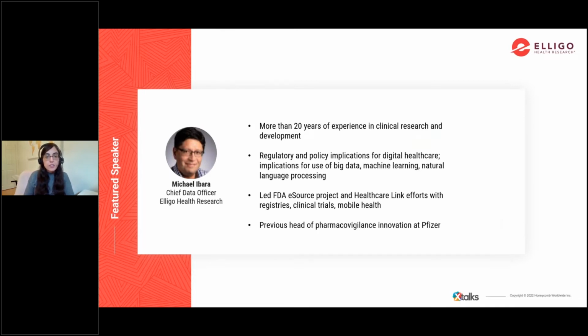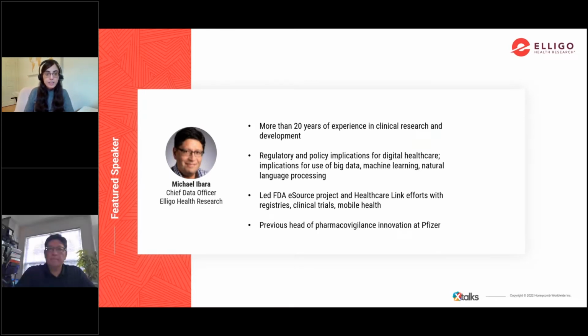Now, it's a pleasure for me to introduce our speakers for today's event. Dr. Michael Ibarra has more than 20 years of experience in clinical research and development. Throughout his career, Dr. Ibarra has sought to improve healthcare by bringing together healthcare data and digital technologies. His interests include regulatory and policy implications for digital healthcare, exploring the factors needed to allow interoperability of healthcare data for all stakeholders involved, and implications for the use of big data, machine learning, and natural language processing to improve the ability to perform regulated clinical research.